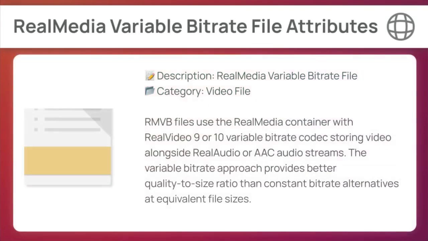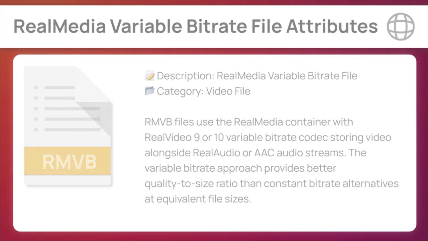RMVB files use the RealMedia container with RealVideo 9 or 10 variable bitrate codec, storing video alongside RealAudio or AAC audio streams. The variable bitrate approach provides better quality-to-size ratio than constant bitrate alternatives at equivalent file sizes.